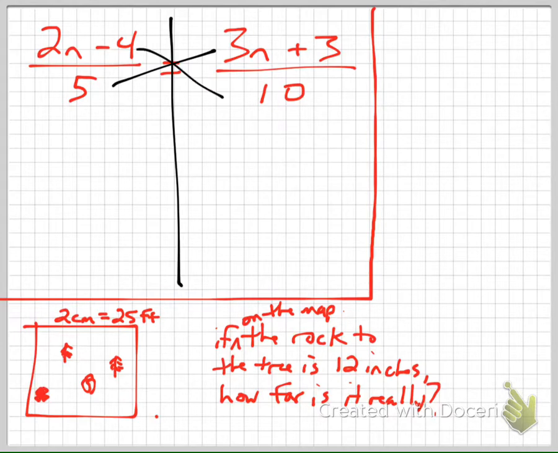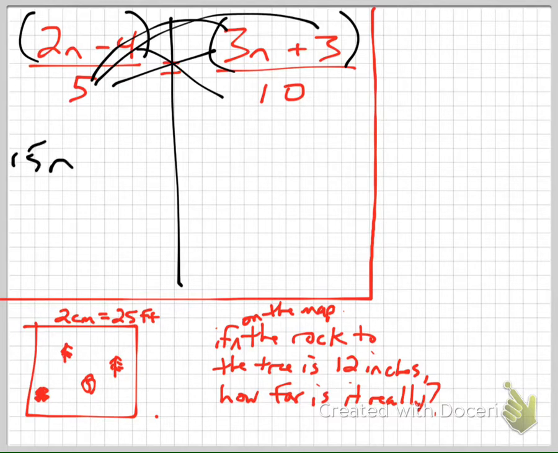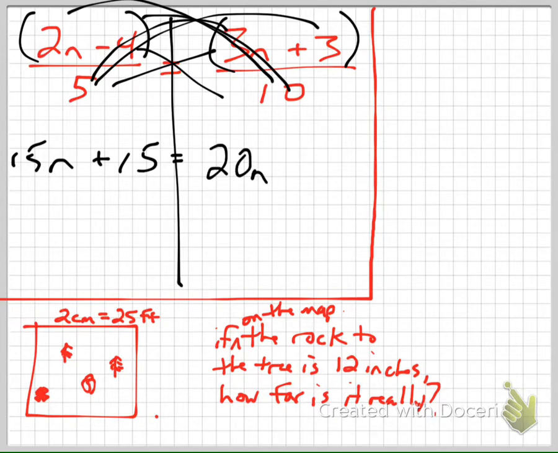Anyway, cross multiply. Over here it's going to be in parentheses, rainbow. 5 times 3n is 15n. 5 times 3 is 15, equals. Then I go over here, rainbow, 10 times 2n is 20n. 10 times negative 4 is minus 40. Is the variable happy now?